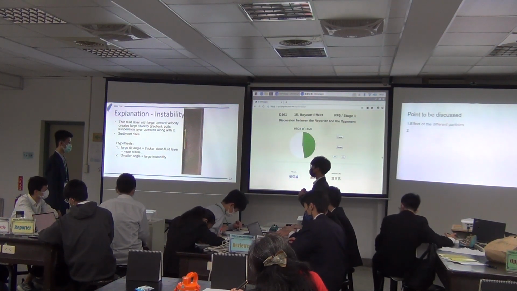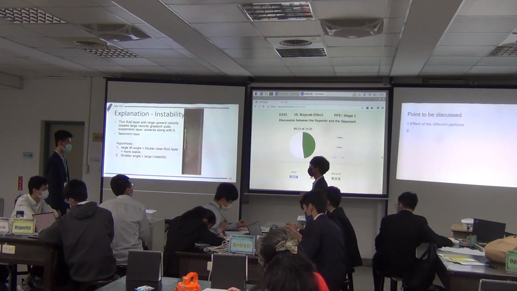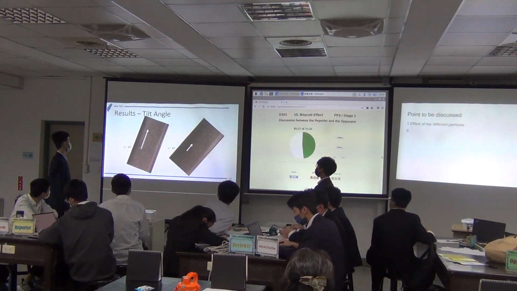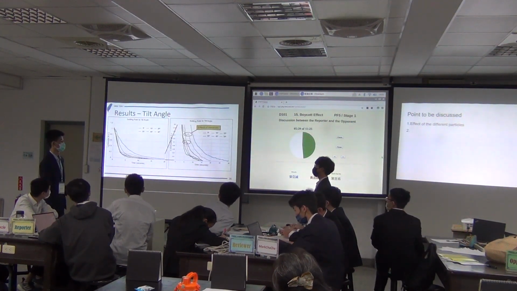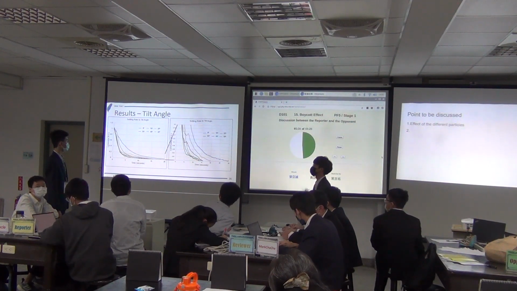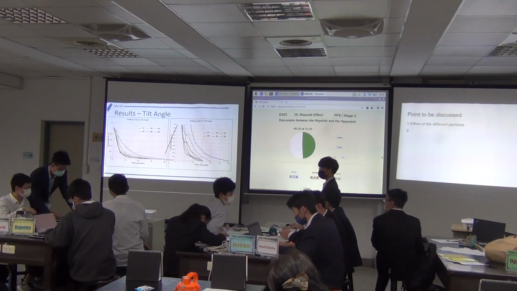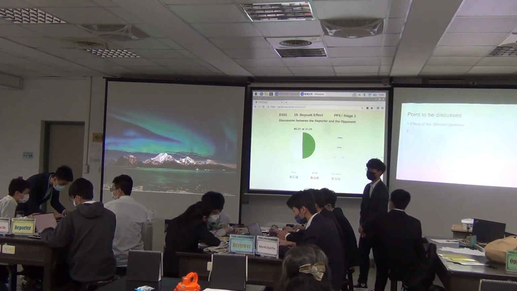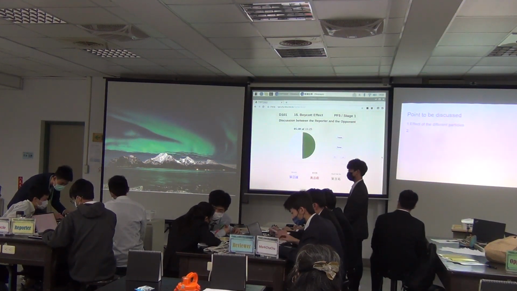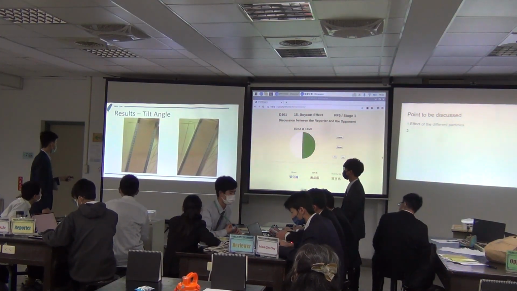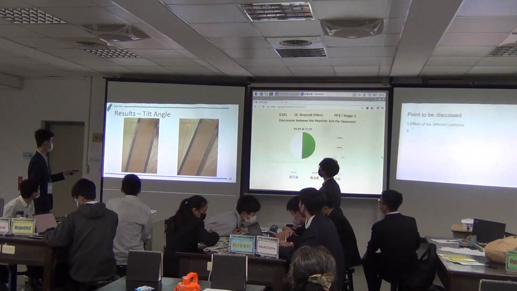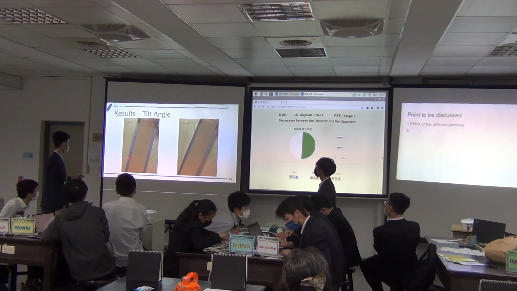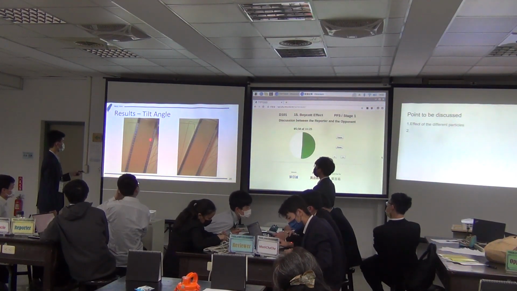You did try this experiment in different angles, right? In different angles, yes. So how do you ensure the angle is the correct angle that you want? Actually for this experiment, you can see that we have a background with paper printed with the lines, and we only have to match the container with the lines to know the angle.